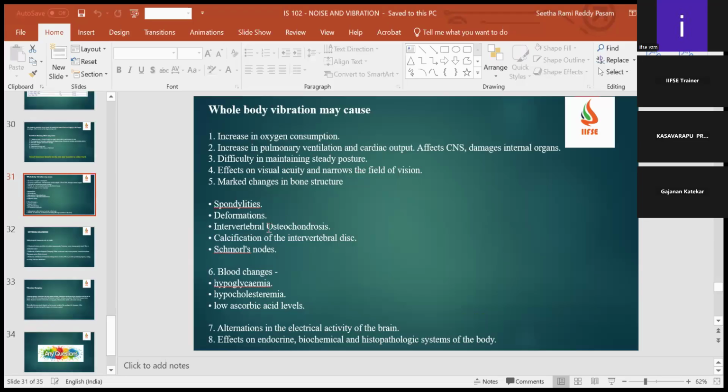Again, these deformations or intervertebral chondrosis, and then blood changes, hypoglycemia, and low oxalic acid levels. And please don't ask me in detail about these words. I'm also not so familiar because I have not done any such research on this. Then alterations in the electrical activity of the brain, and also effects on endocrine, biochemical or hypothermic systems of the body.